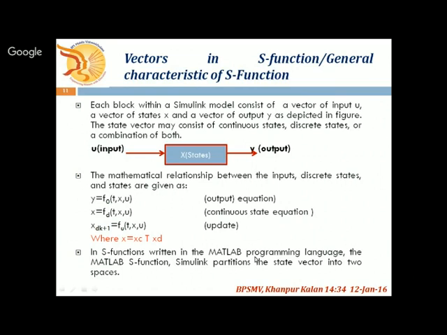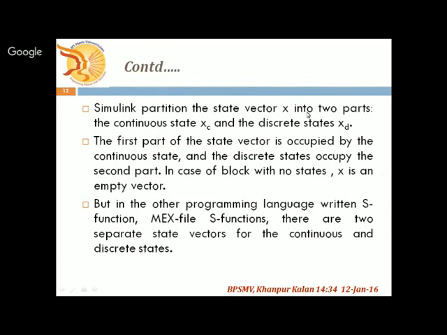In S functions written in Matlab programming language, the Matlab S function Simulink partition the states into two space, continuous state and discrete state. The first part of the state vector is occupied by the continuous state, and the discrete state occupy the second part. In case of a block with no state, X is an empty vector. But in other programming language written S function, max file S function, there are two separate state vectors for continuous and discrete states.